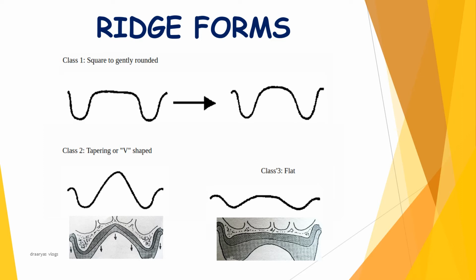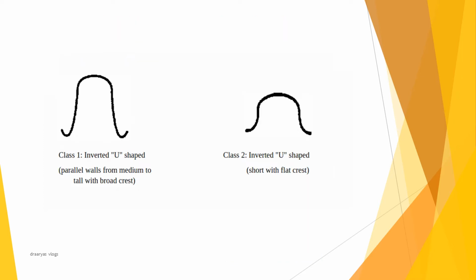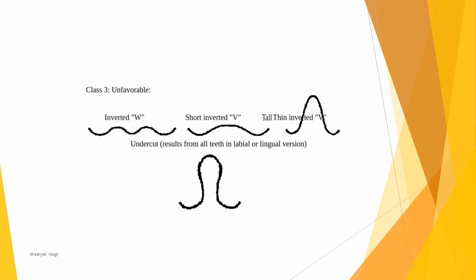And class 3 is flat. Here it's a flat vault and resists vertical displacement and little resistance to lateral displacement. Coming to the mandibular ridge form. So first one is inverted U-shaped, parallel walls from medium to tall with broad crest. Inverted U-shaped, short with flat crest is the class 2. And class 3 is unfavorable, that is inverted W, short inverted V, tall thin inverted V and undercut.